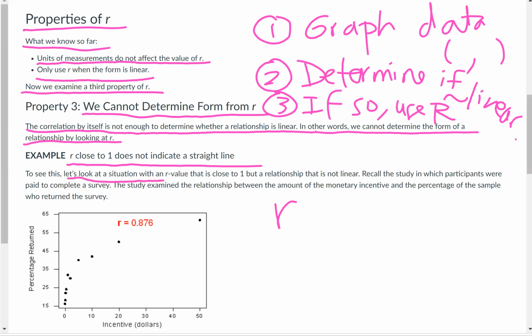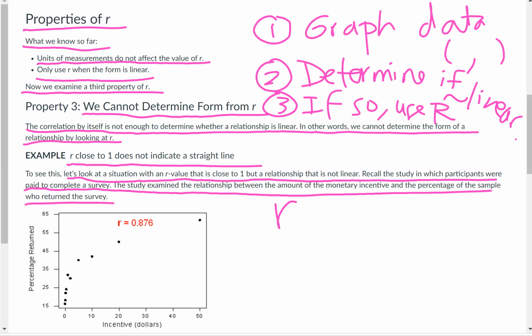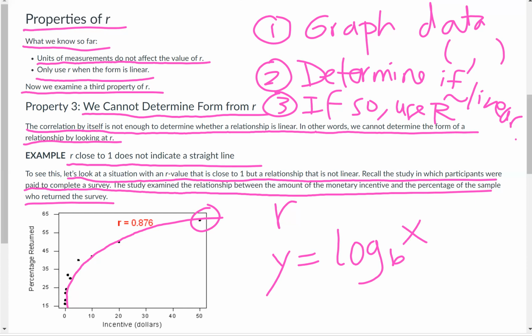Let's look at a situation where an R value is close to 1, but the relationship is not linear. Recall the study in which participants were paid to complete a survey. The study examined the relationship between the amounts of the monetary incentive and the percentage of the sample who returned the survey. We had 1 point way over here, so it looks more like a curve that kind of goes this way. If you're familiar, it might be something like a logarithm. That could be the function that models the data.